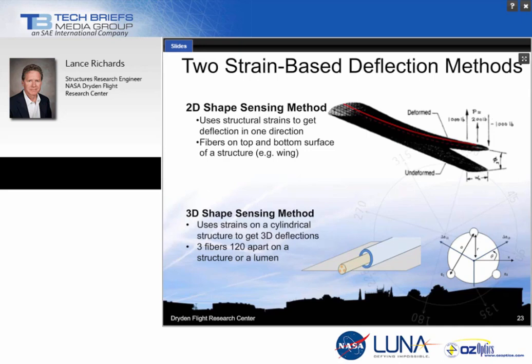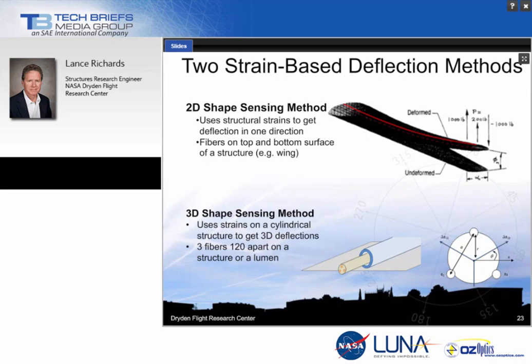The 3D shape sensing method is one that Dryden has worked on with Langley in the past, and we have a technique you might think of now that's applicable to not just beams and plates, but it could be on ropes or cables or fuel lines or anything like that.